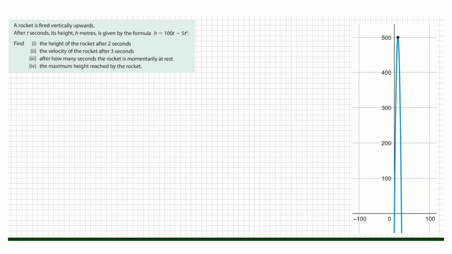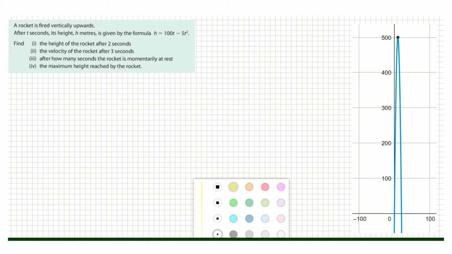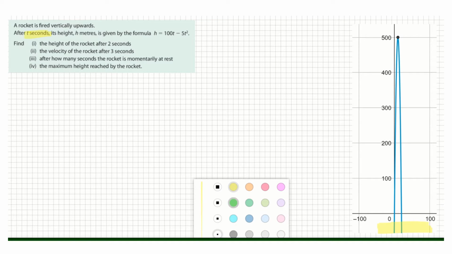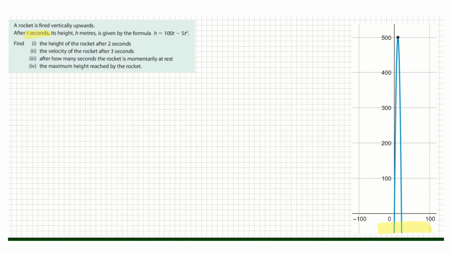Okay, so we're going to look at the practical application of calculus. So the question reads, a rocket fires vertically upwards after t seconds. Its height h is given by the formula. So t represents seconds, and this would be time here, the horizontal axis or the x-axis. Its height h is given in meters. That'll be the y-axis or the vertical axis.